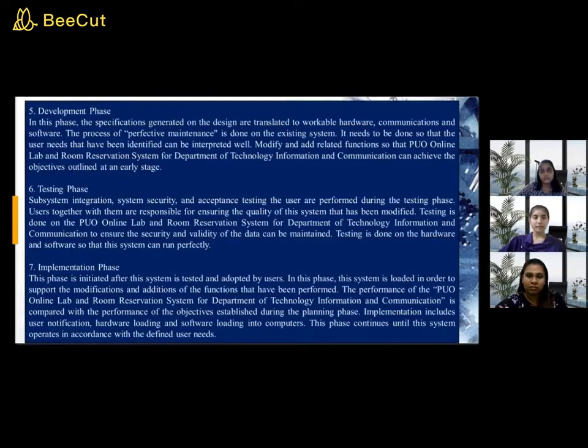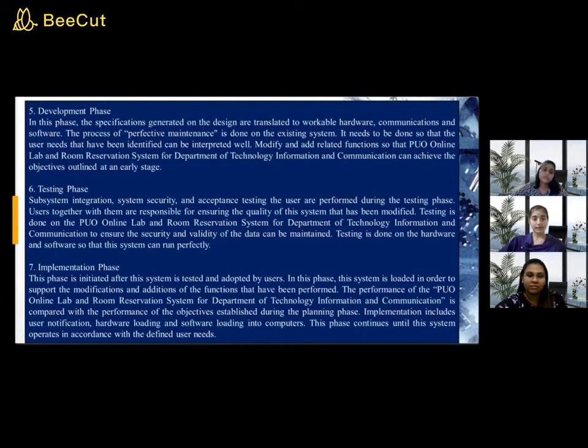Fifth is the development phase. In this phase, the specifications generated in the design are translated into workable hardware, communications, and software. The process of perfective maintenance is done on the existing system. It needs to be done so that the user needs that have been identified can be integrated well. Modify and add related functions so that the PUO online lab and room reservation system for the Department of Technology, Information and Communication can achieve the objectives outlined at an early stage.